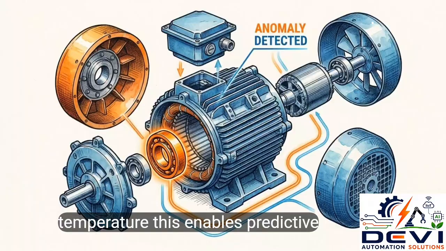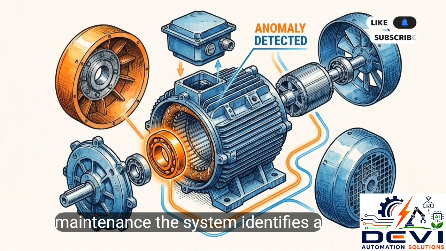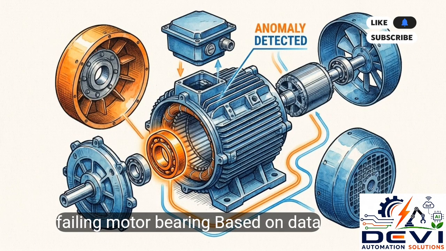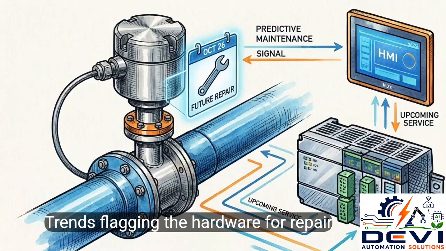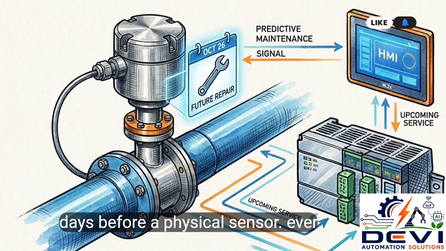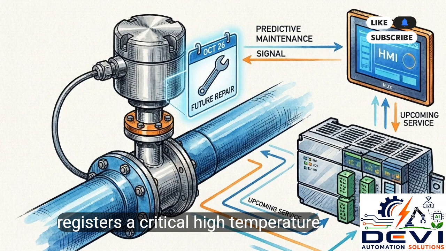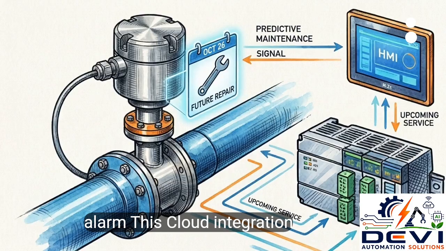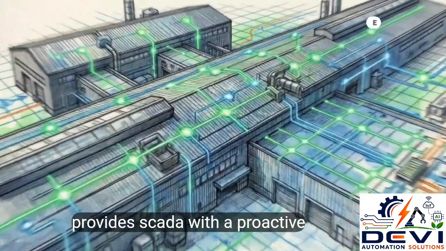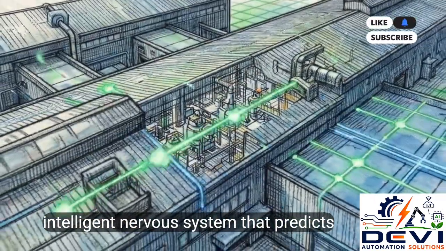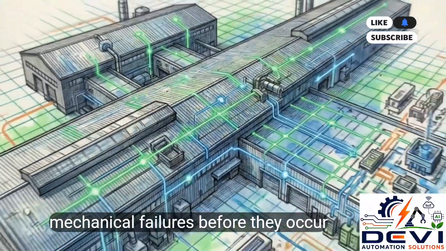This enables predictive maintenance. The system identifies a failing motor bearing based on data trends, flagging the hardware for repair days before a physical sensor ever registers a critical high-temperature alarm. This cloud integration provides SCADA with a proactive, intelligent nervous system that predicts mechanical failures before they occur.